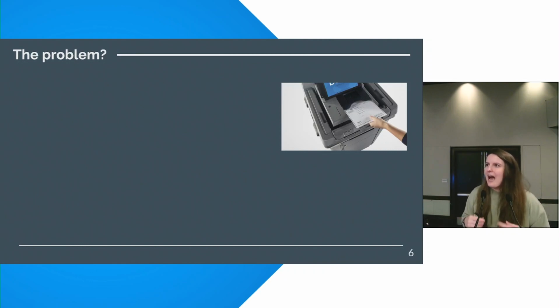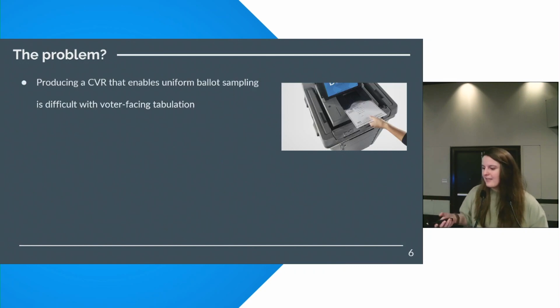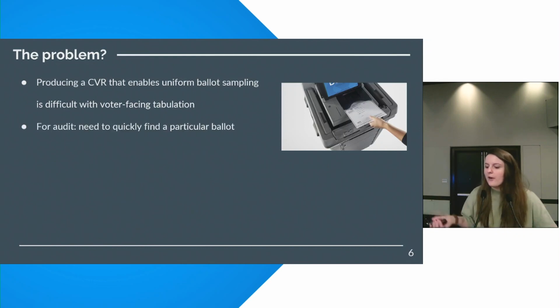For example, say I knew you were the first person to vote at a specific machine. Then I would know that the first ballot within the machine is yours if they maintained order. So to protect voter privacy, these machines shuffle thousands of ballots together. Therefore, producing a CVR that enables uniform ballot sampling is difficult with voter-facing tabulators. For an audit, you need to quickly find a particular ballot, and if they're shuffled together, this is essentially a linear search. Another problem is existing legacy tabulators do not produce CVRs.